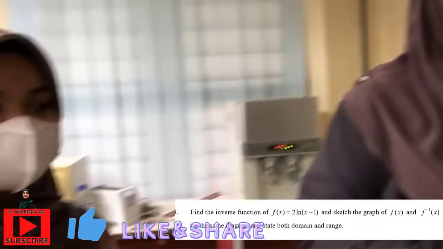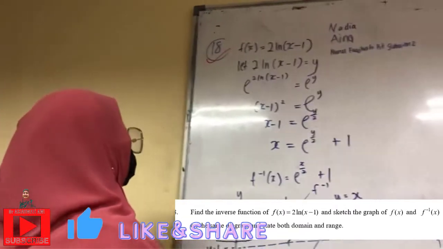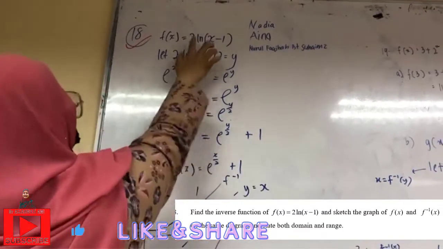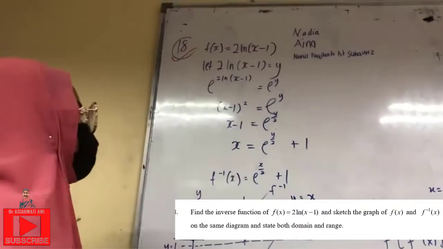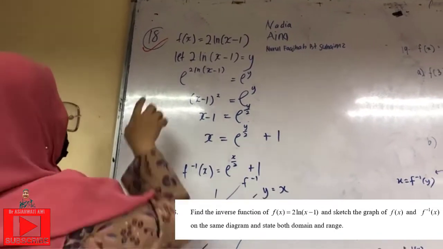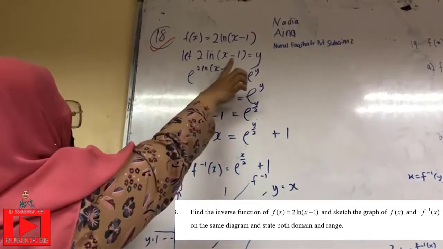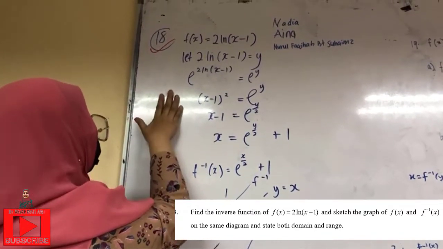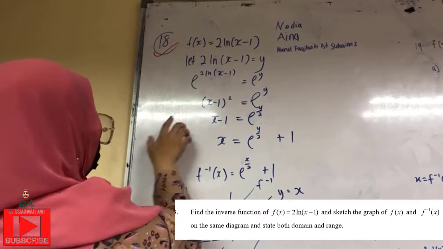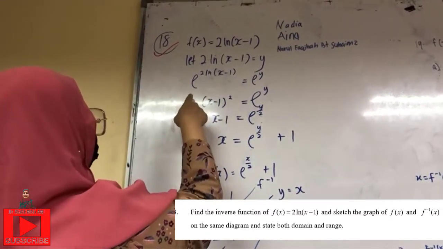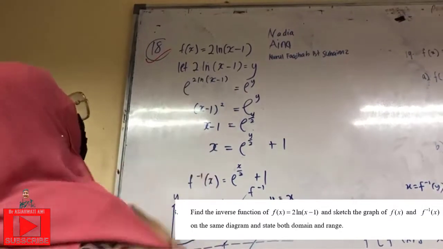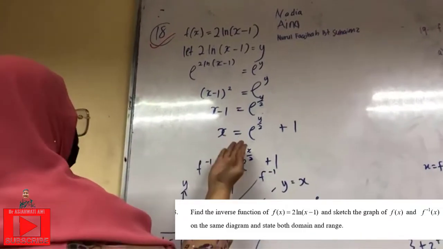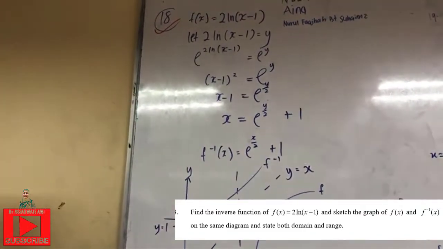Okay, faham eh? Okay, the function f(x) given by the question is this. So the question asks us to find f inverse. So we need to let this one as y, and we can gantikan dengan ini, and then we calculate all this one, and then we get the answer.